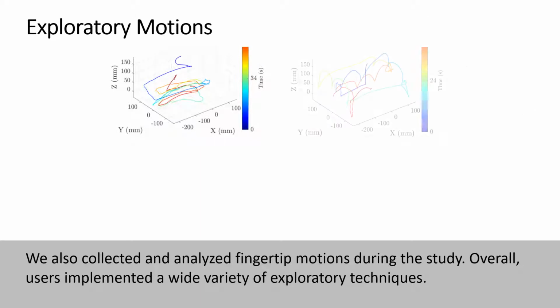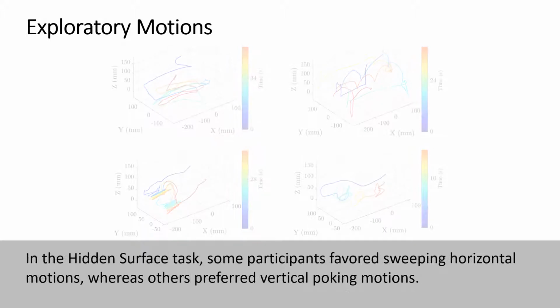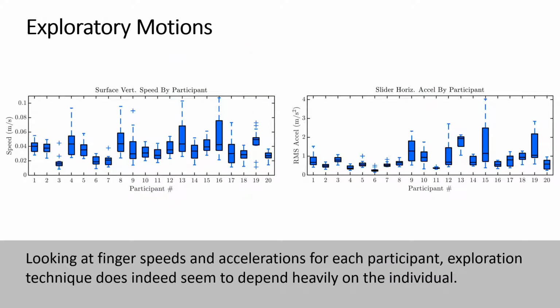We also collected and analyzed fingertip motions during the study. Overall, users implemented a wide variety of exploratory techniques. In the hidden surface task, some participants favored sweeping horizontal motions, whereas others preferred vertical poking motions. In the slider task, some users vigorously shook the slider side to side, whereas others made more precise, slow motions. Looking at finger speeds and accelerations for each participant, exploration technique does indeed seem to depend heavily on the individual.